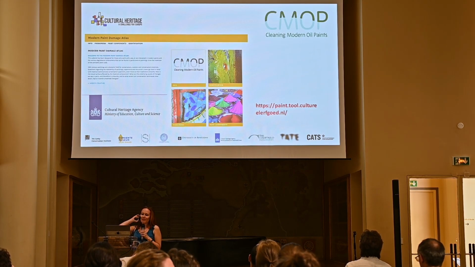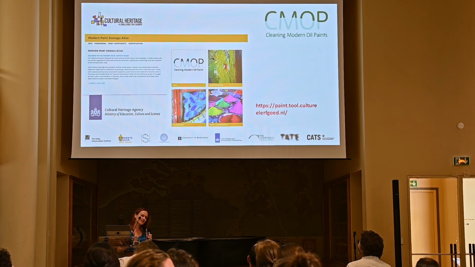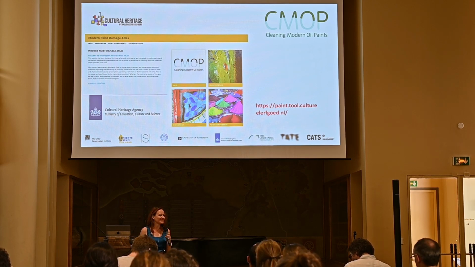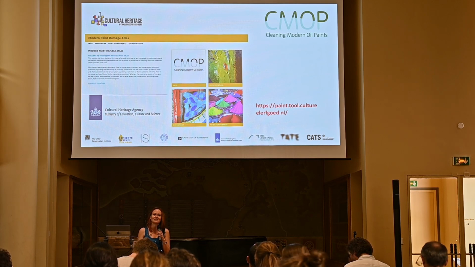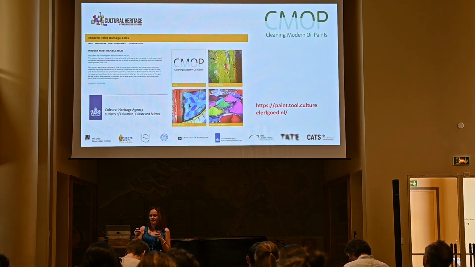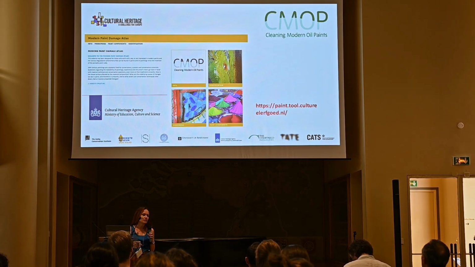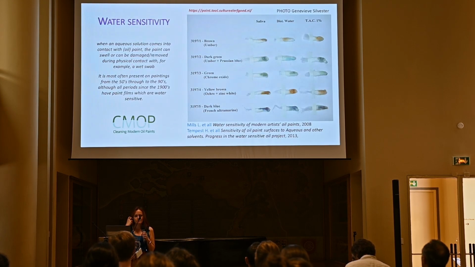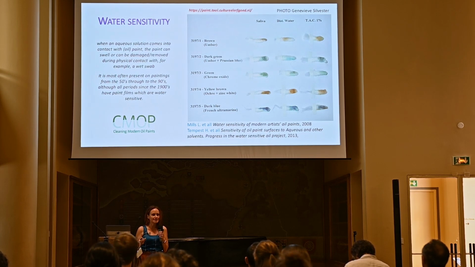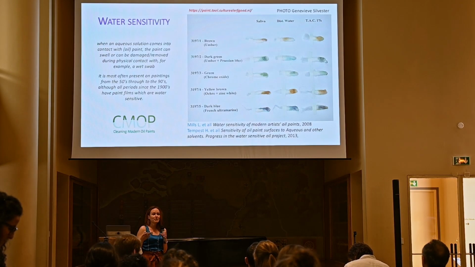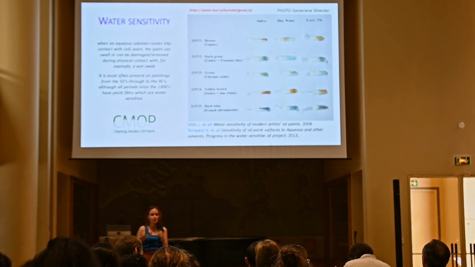The first time that our group, with my collaborators at University of Pisa, started thinking about the molecular transformations of oil paintings and the consequence that this may have on the conservation of a painting was during the CMO project. In the project, we were investigating the cleaning of modern oil paintings, and at the time, one of the main conservation issues that we were researching was water sensitivity. So oil paint layers were sensitive to water and other polar solvents.